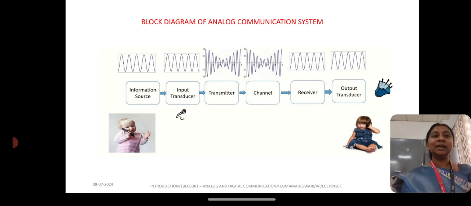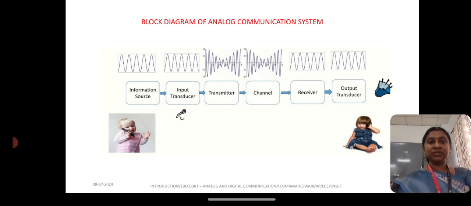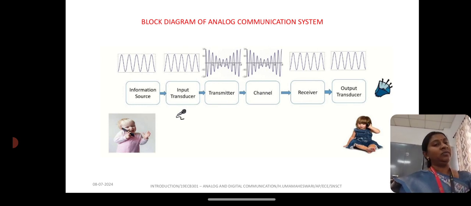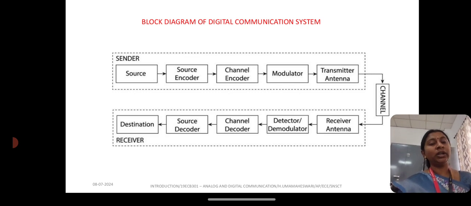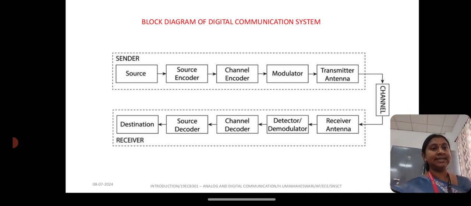The next one is the block diagram of an analog communication system, where first we have the source, then the data is transmitted to the input transducer, then to the transmitter, and via the communication channel medium and a receiver, and finally to the output transducer.